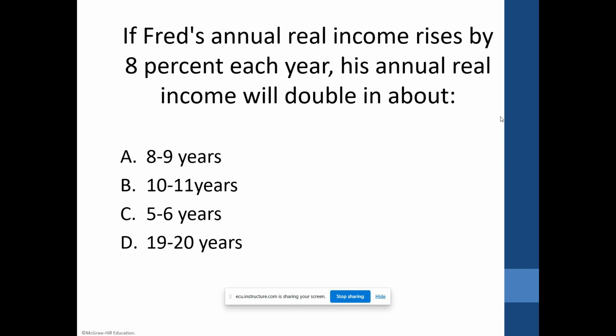Let's practice, pause, and come back. Alright, according to the rule of 70, the price doubles in about 8 years and 3/4.